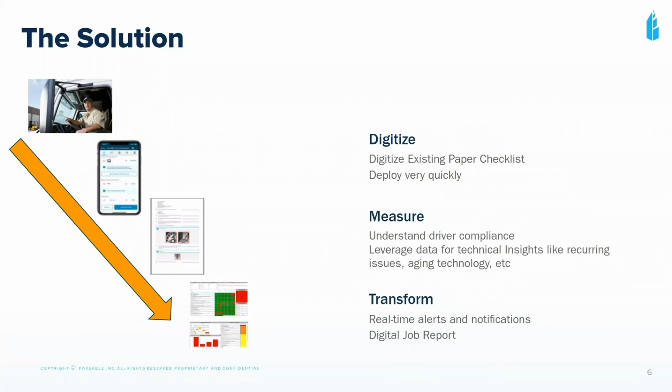The solution, I think, is obvious. We, as a connected worker platform, have the ability to help our customers digitize that existing paper checklist. So take literally the paper form and bring it into a digital mobile world. Obviously, part of the solution is that now they have data available, so they can actually measure compliance of the drivers. They can understand and leverage the data to get technical insights about the status of their fleet. How many times they have breakdowns, how many times in the morning the truck cannot leave because of a technical issue. They can identify trends.